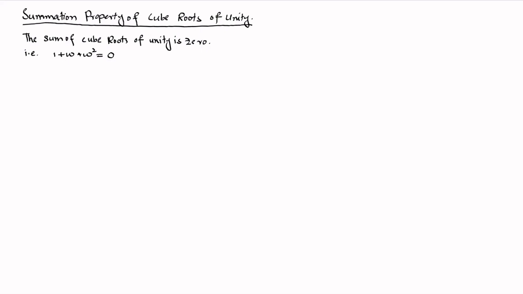In this session, we are going to prove the summation property of cube roots of unity, which is the sum of cube roots of unity is 0, i.e. 1 plus omega plus omega square is equal to 0. 1, omega and omega square are the cube roots of unity.